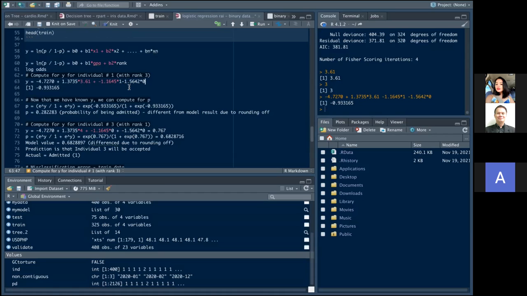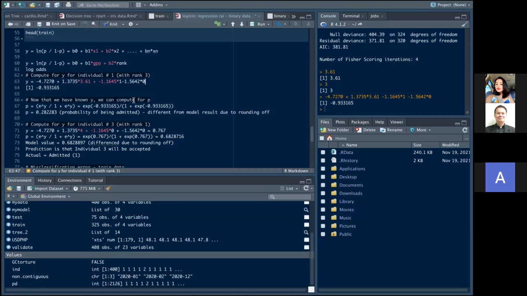Okay, so the result is negative 9.33165, right? That's your Y, but that one is your log odds ratio. And what we are interested in is the P. So how do I now compute for the P given your Y? It's very easy to show that your P is equal to e to the Y over 1 plus e to the Y. So based on the equation where Y is equal to the log odds ratio, we can solve for P, and P is equal to e to the Y divided by 1 plus e to the Y.